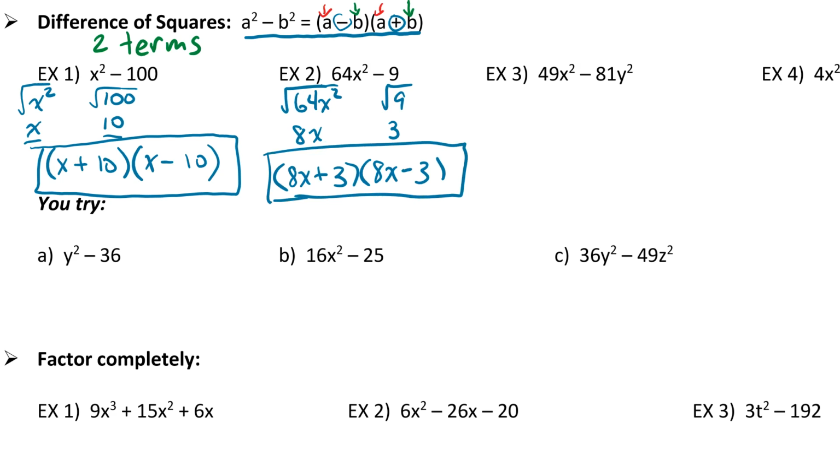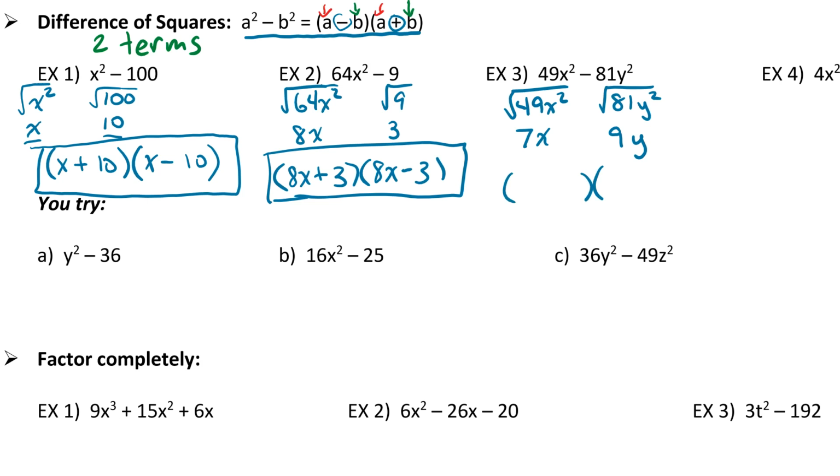All right, for the third one. So again, square root of the first one. So square root of 49x squared. Square root of 49 is 7. Square root of x squared is just x. Then we also need the square root of 81y squared. So the square root of 81 would be 9. Square root of y squared is just y.